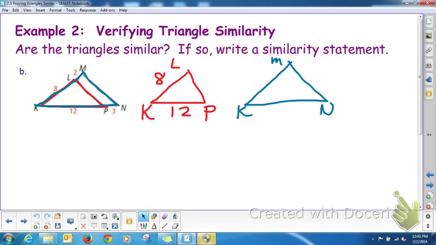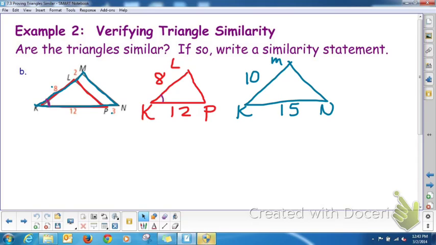And M to K is 2 and 8. Because it's 2 and 8, it's 10. K to N is 12 and 3. 12 and 3 is 15. Now here's the thing. They overlapped here at angle K.